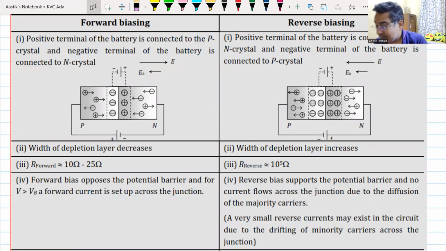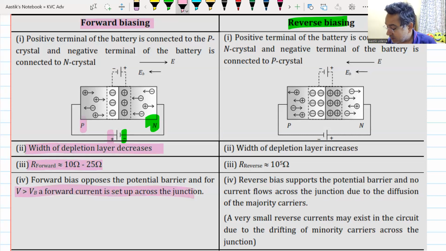The same thing written in a tabular form for quick revision. Forward biasing on the left hand side and reverse biasing on the right hand side. Here P positive is connected to positive and N negative is connected to the negative terminal. The width of a depletion zone decreases, the forward resistance becomes very less, a forward current is established.